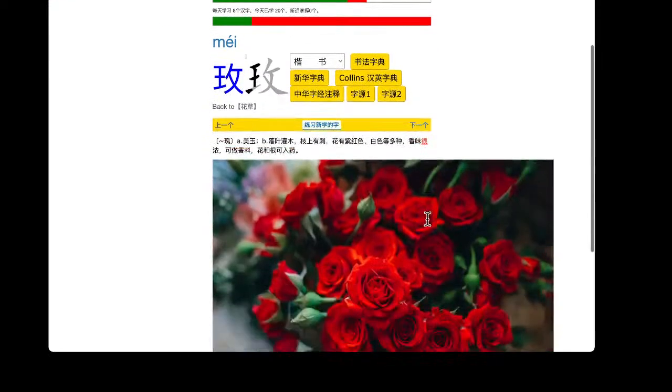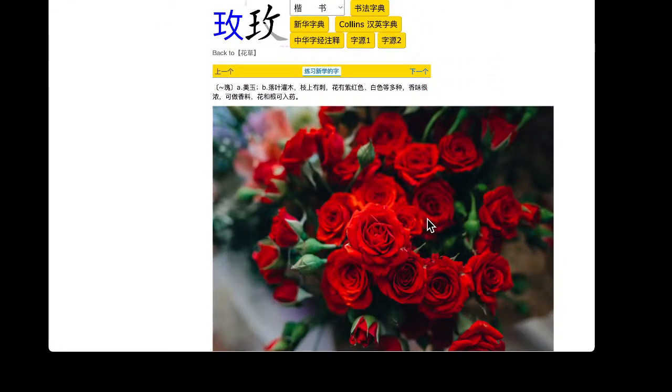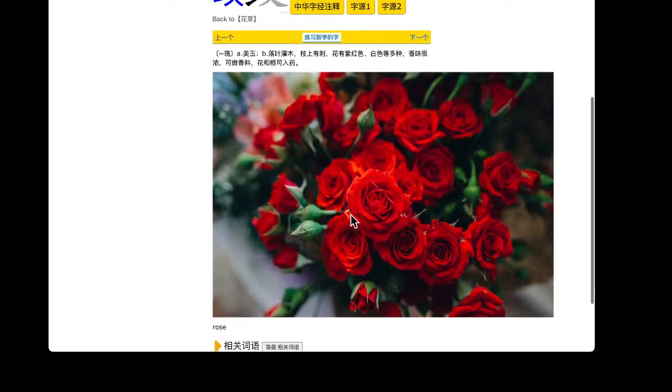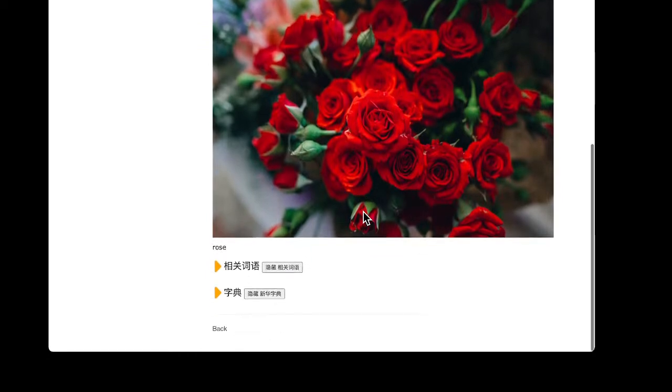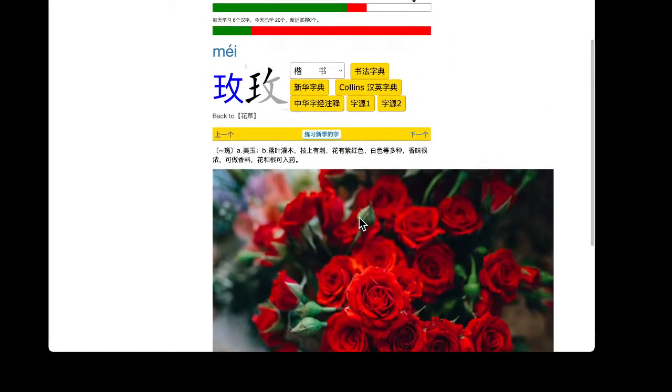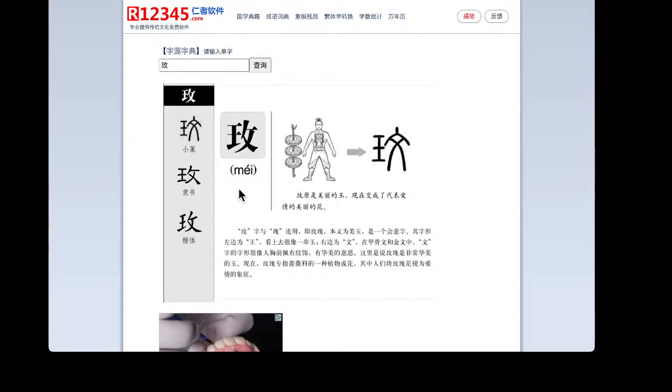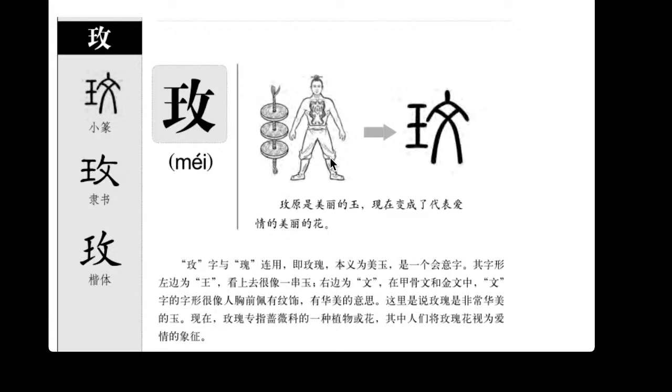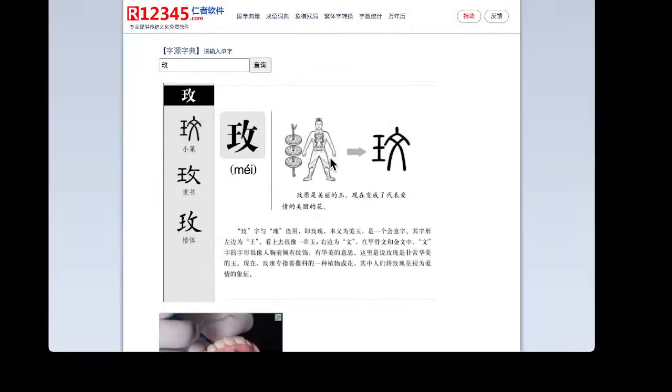玫 is a character used in 玫瑰. 玫瑰 is a type of flower, which is rose. It's in the pictures over here. It's a very familiar, common flower, often representing love. Let's take a look at that. This one has a 玉 radical on the left, to represent that it's related to jade, a kind of jade.